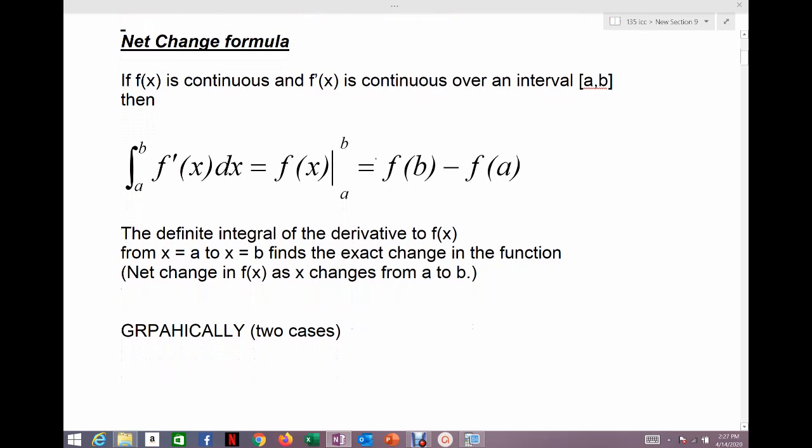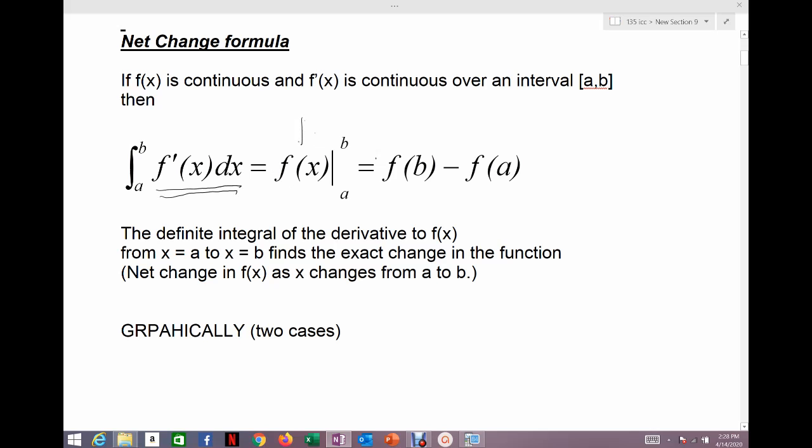All right, so the net change formula works if my original function is continuous, and its derivative is continuous from point A to point B. All right, over the interval I'm taking the integration of. So as long as I don't have any holes, gaps, or asymptotes, this works. And so what's different about this than the fundamental theorem of calculus? The fundamental theorem of calculus works for any continuous function. The net change formula is specifically where we know we're given the derivative. All right, this is the derivative I'm integrating.